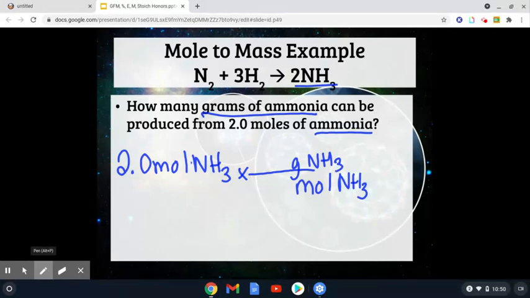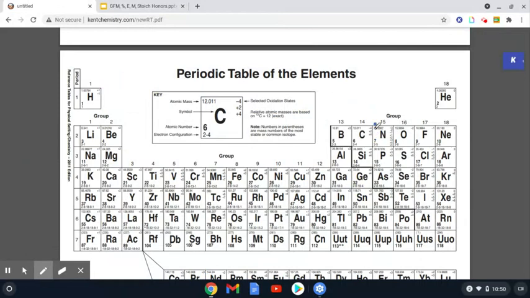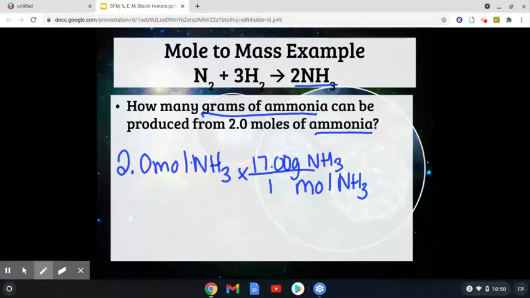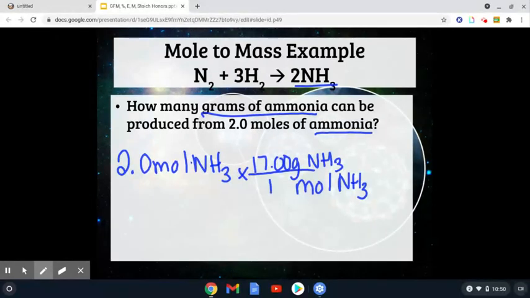Now I'm going to look for the gram formula mass of ammonia. Nitrogen has a mass of 14 plus 3 because we have 3 hydrogens. So this gram formula mass is 17.00, and that's 1 mole. So if I said I had a mole of ammonia, the mass of that would be 17 grams.